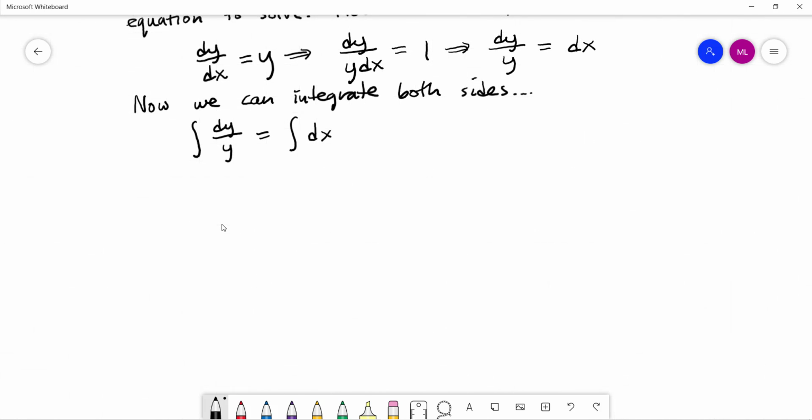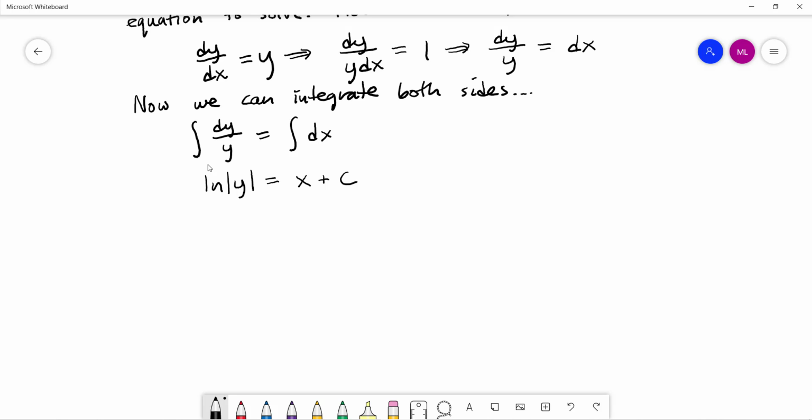So on the left-hand side, I'm going to get the natural log of the absolute value of y. And technically there's a plus c, but I'm also going to get a plus c when I integrate the right-hand side. So instead of having two different plus c's, one on each side, if I get one constant on this side and a different constant on this side, I can always subtract the constant from the left over to the right, and I only have to write that constant in one place. So integrate the right-hand side. What's the integral of dx? It's simply x plus, here's our one constant of integration.